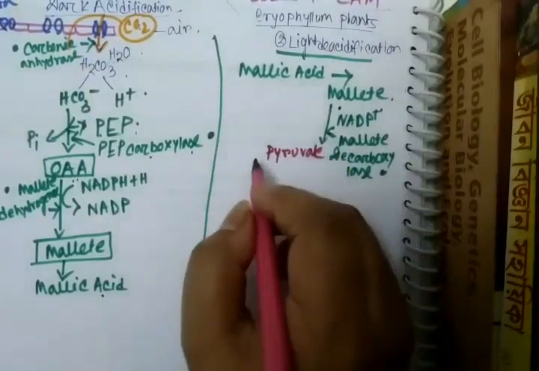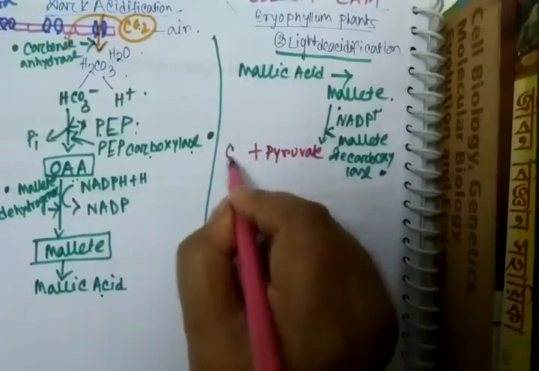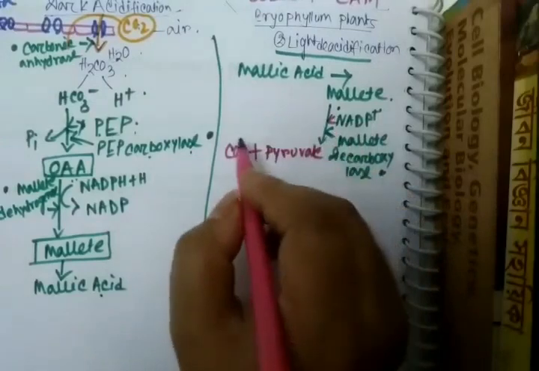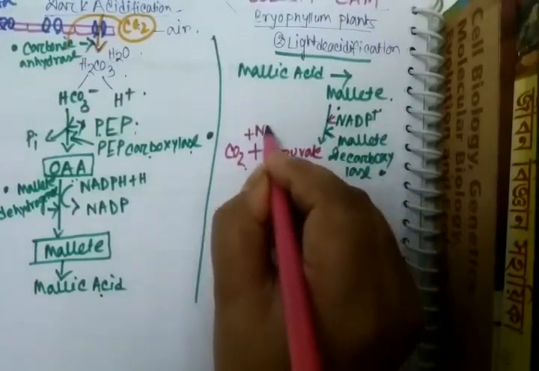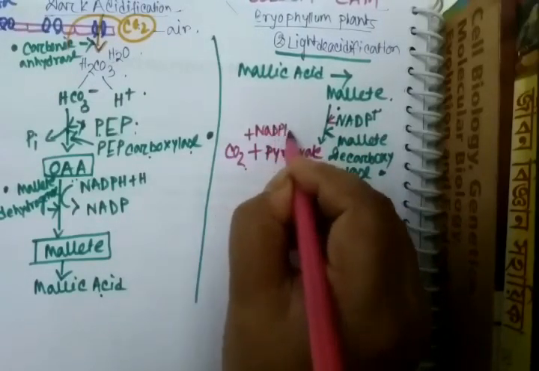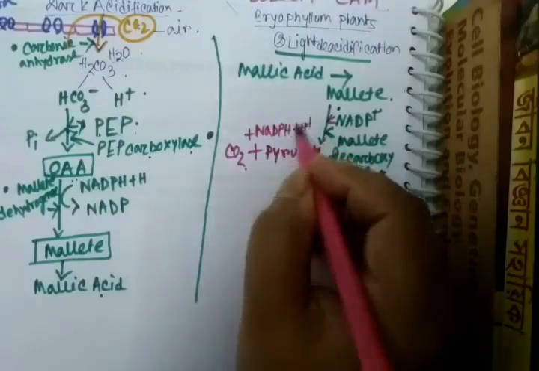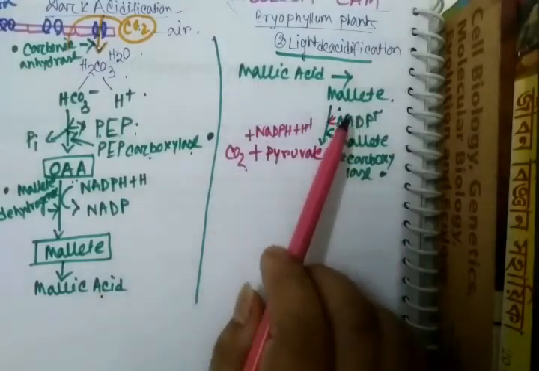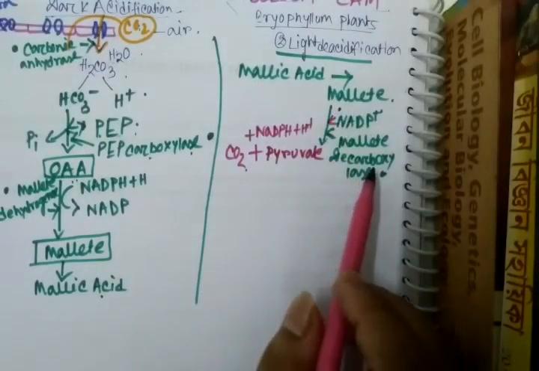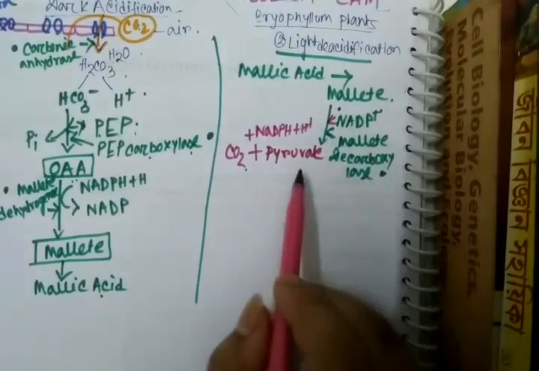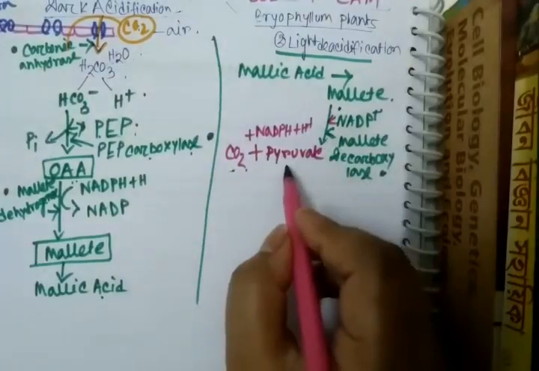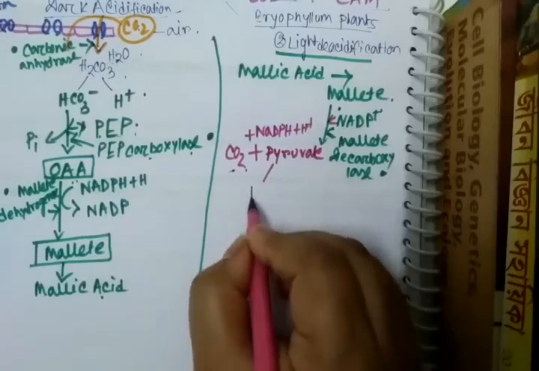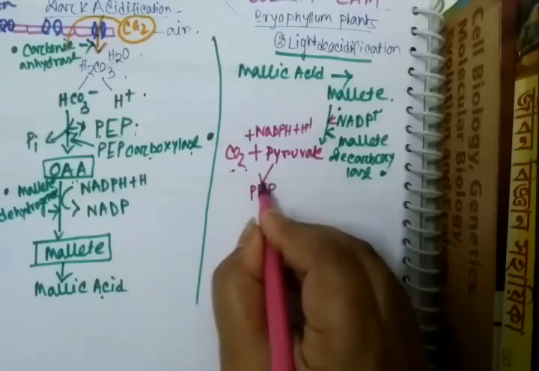And another product, CO2, will be formed, and the NADP which is used up will form H plus. So the malic acid is first converted into the malate, and the malate with the help of the enzyme malate decarboxylase will form pyruvate. So the pyruvate, in the first phase, will form phosphoenol pyruvate, that is PEP.